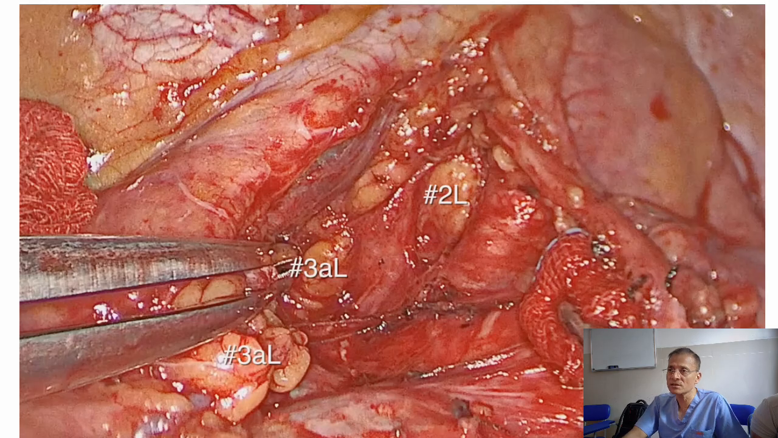3. 3. 2R should be on the lateral side. Lateral node. Anterior, posterior, lateral node. Here, lateral, 2R.